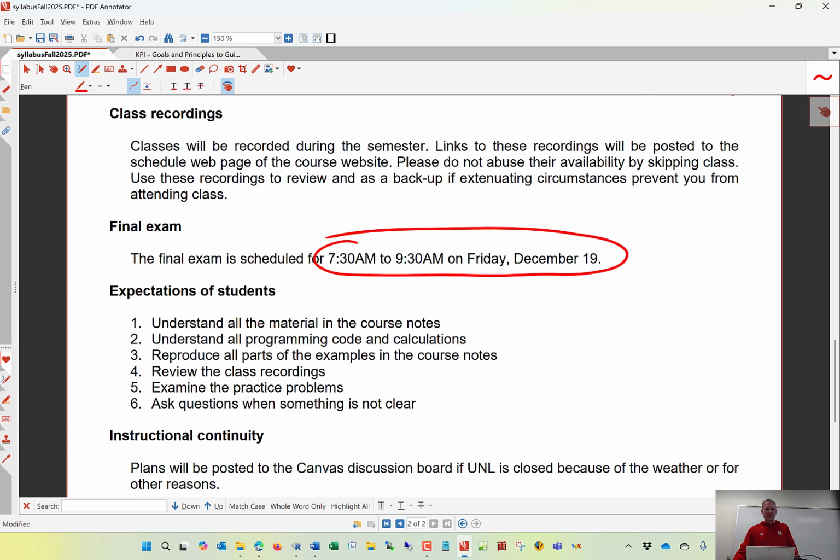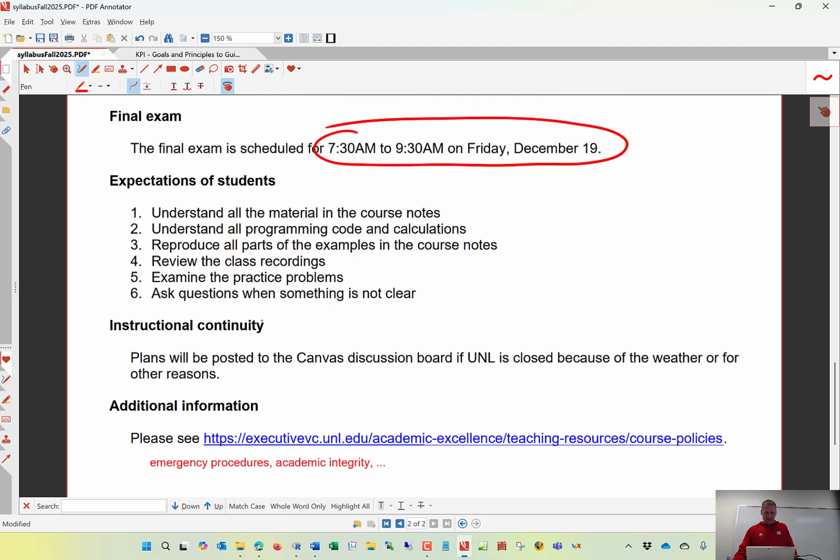So what are my expectations of students? Well, I have an extensive set of course notes set up. Understand all the material that's in there, unless I by chance say you don't have to worry about something. Okay? I wouldn't take the time to write it up if I didn't think it was important. We will do a lot of R programming in this class, so it's important for you to understand the corresponding code and the calculations that are created with this code.